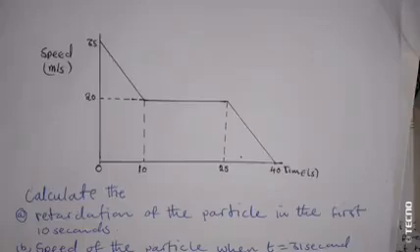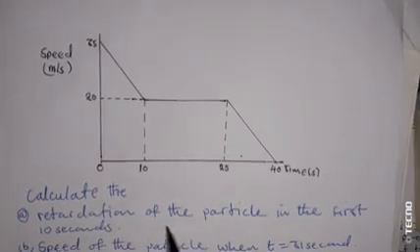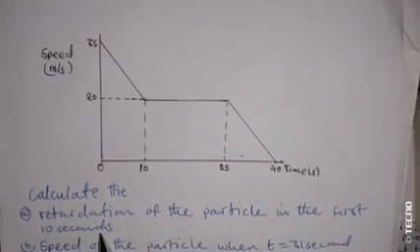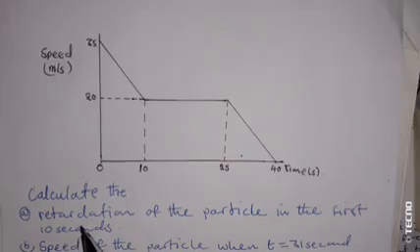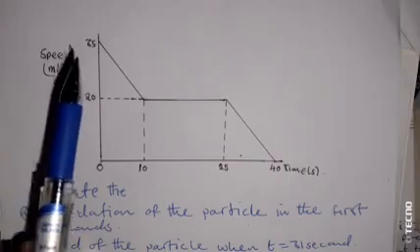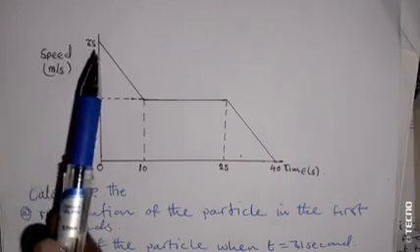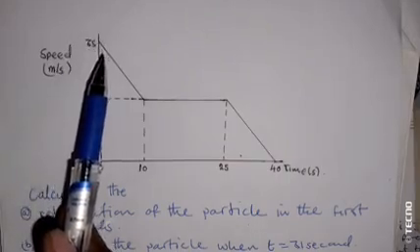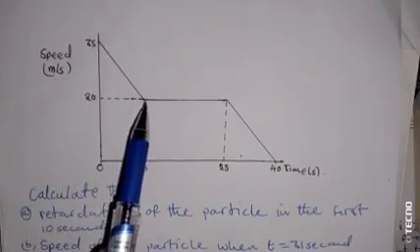So here we are going to answer this question, and this is Mathematics, Paper 1, 2024. Here the question reads, calculate the retardation of the particle in the first 10 seconds. So here, the information has been given to calculate the retardation in the first 10 seconds, where the particle has moved from 35 meters per second to 20 meters per second.